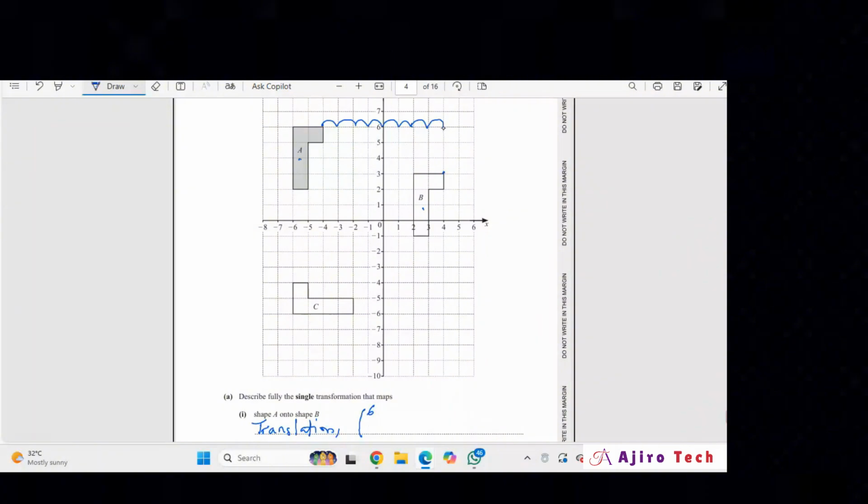Then down 1, 2, 3. Now, since it's coming down this way, it should be what? Negative, which is -3. So this is the translation that happened there. So let me come again. Let me explain it again.